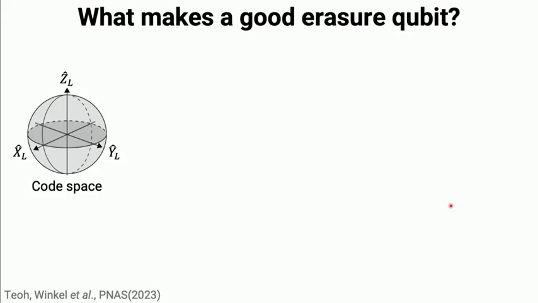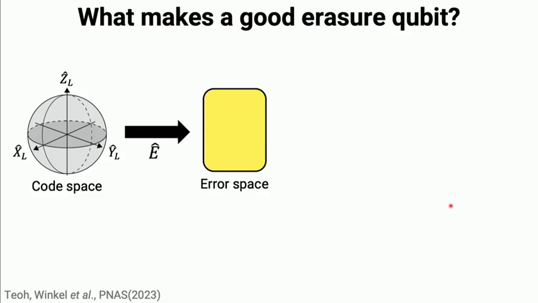So going back to the case of erasure errors, Shruti outlined some of the important properties that a good erasure qubit needs to have so that we can think about concatenating them. So I'm going to focus on a couple of them here. So first of all, obviously, we need a system that, under the action of some error, leaves us in an error state or an error space, and then we need to be able to efficiently detect this error so that we can convert this error channel into the erasure channel.